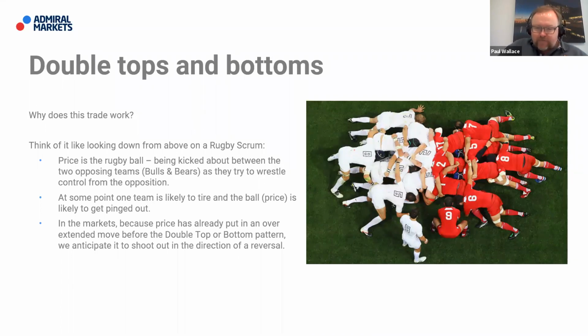What gives us a slight edge is that in that market, price has already moved, and probably moved into an overextended position before the double top or bottom, before the scrum has started. So we anticipate that the actual price action, the rugby ball, is going to get shot out in the direction of a reversal. That's how I like to think of it, and why I look at price action this way. You may have a very different view, or a particular way you like to consider it, and that's absolutely fine. It's about trying to understand this concept in a nice, simple manner, so you have a better idea of what is happening when the market moves in its own inimitable style and way.